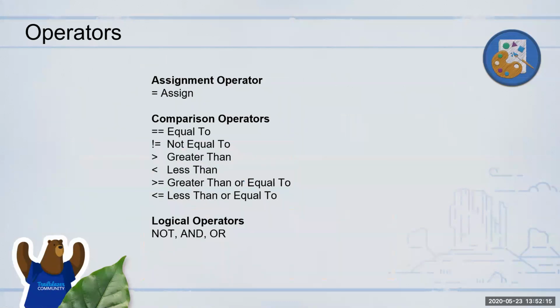Operators you will come across. For assignment, it's the equal to. Comparison operators, as you can see, is a double equal to. Not equal to is the exclamation with equal. Greater than, less than, equal to. All these are very straightforward. Not, and, or as well.